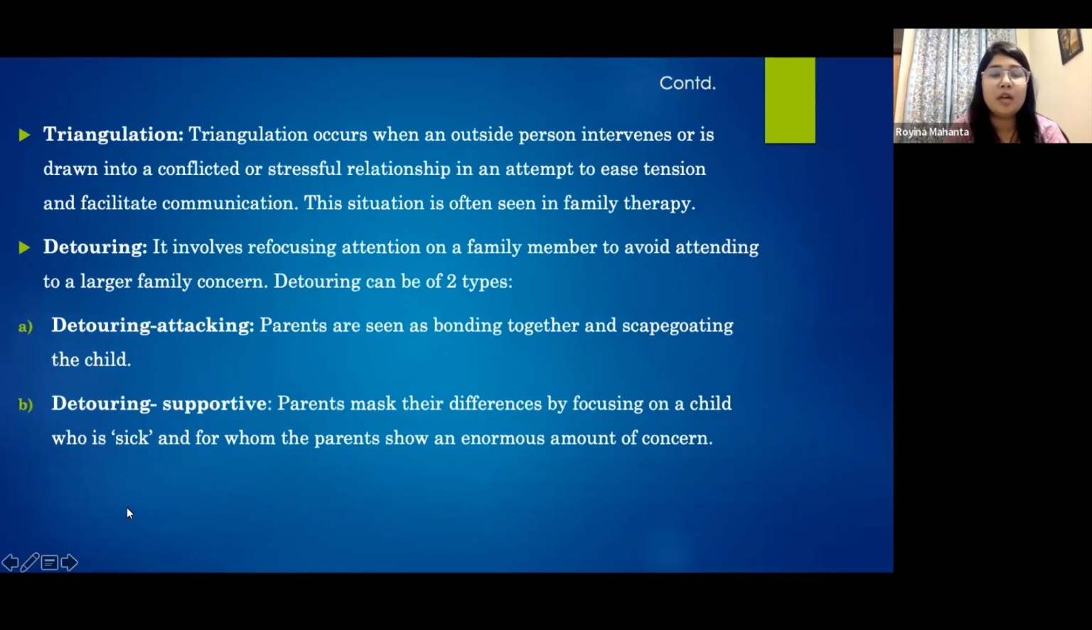After this, we'll be talking about triangulation. Triangulation occurs when an outside person intervenes or is drawn into a conflicted or stressful relationship in an attempt to ease tension and facilitate communication. So if there is a strained relationship in a particular subsystem, if there is a conflict or an issue between two people, another third person is drawn in or brought in, in an attempt to ease tension in that particular group. Then we come to detouring.